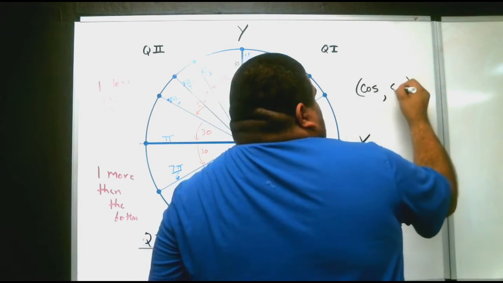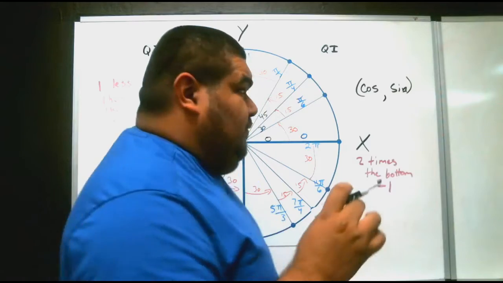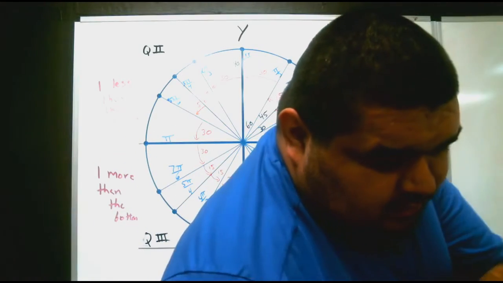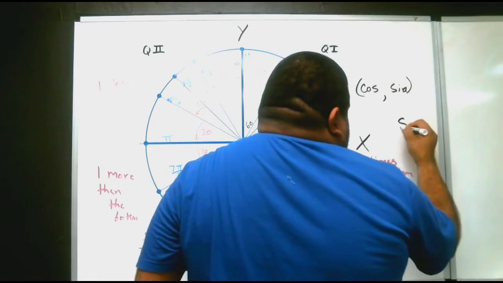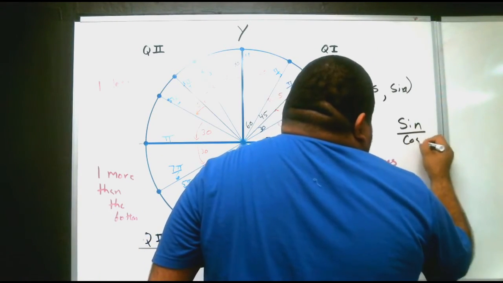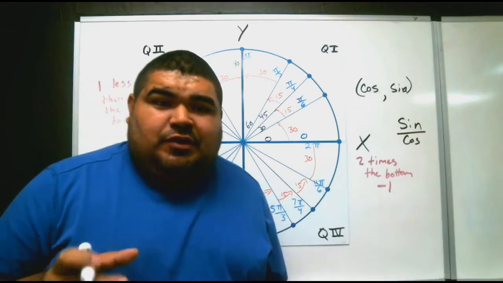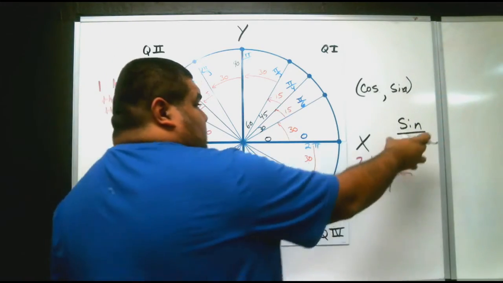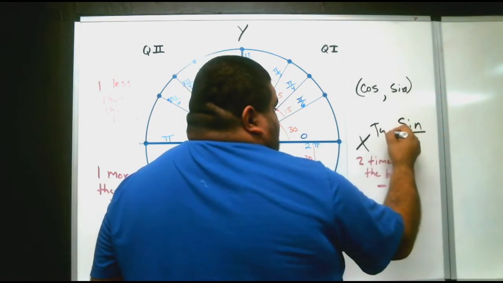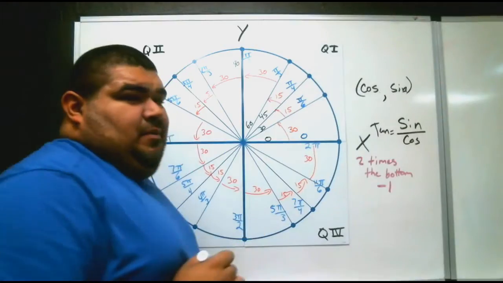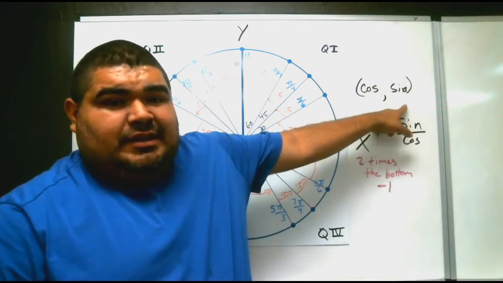Cosine, sine. Now, in order to find tangent, you have to multiply, okay? You will have to multiply sine over cosine. I mean multiply because sometimes you do have to deal with that radical, okay? Sometimes you just divide normally, but in order to get tangent, you have to get sine divided by cosine, okay? And then cosine is your x-axis, sine is your y-axis.